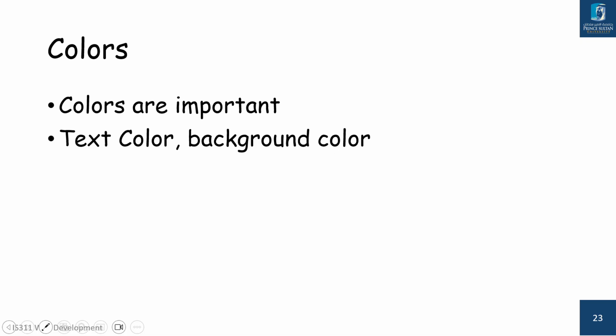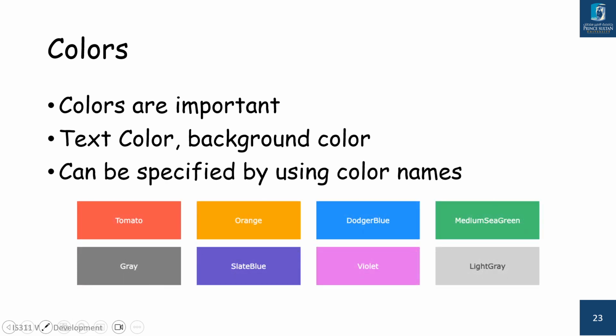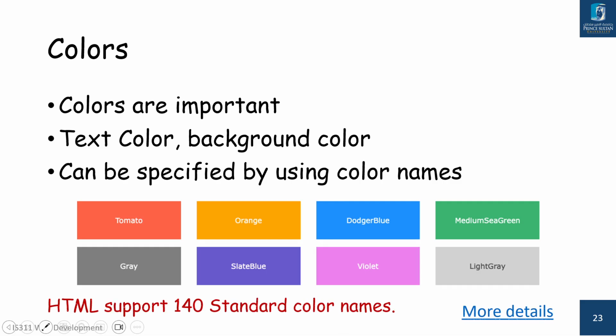Then remember, we have specified some colors when specifying the background colors or the text colors. So colors can be represented in multiple ways in the HTML code. The colors are important: text color, background color, border color, and so on. They can be specified using the name of the color. We can specify red, green, blue, brown, orange, tomato, and so on. There are 140 standard colors which have been declared with names, and you can directly use them. If you click on the link over there, it will take you to the complete list of those 140 colors. Okay, so this is one way to represent the color.